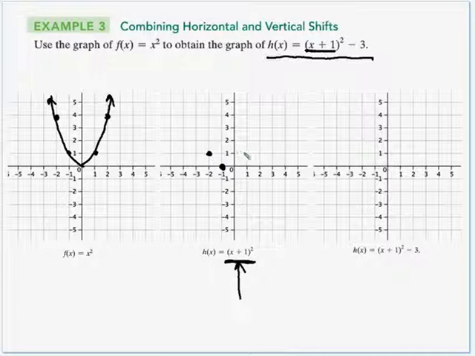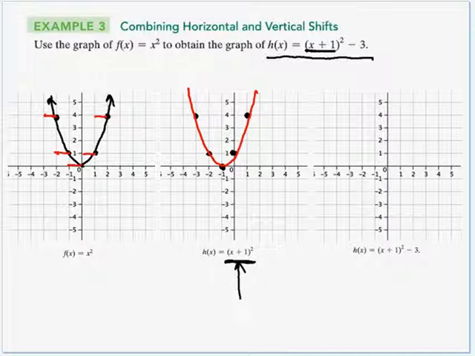And then we're going to have our first 2 points here and here. And then from those points, I guess we could go up 3 and over 1. And from here up 3 and over 1. So I've taken every point on the parent graph, and every one of those points got shifted to the left 1 unit. Now our parabola looks like this.